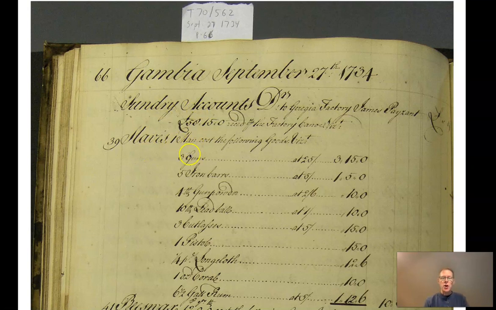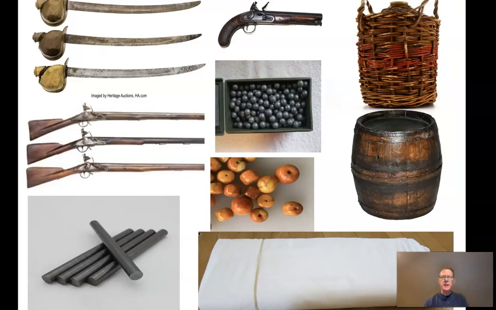One person cost all these goods. And let me show you what that looks like just here. Okay, this is what these goods are. So the 3 cutlasses, 3 guns, a pistol, the 6.5 gallons of rum up there, there's the gunpowder, cloth, beads, etc., etc.